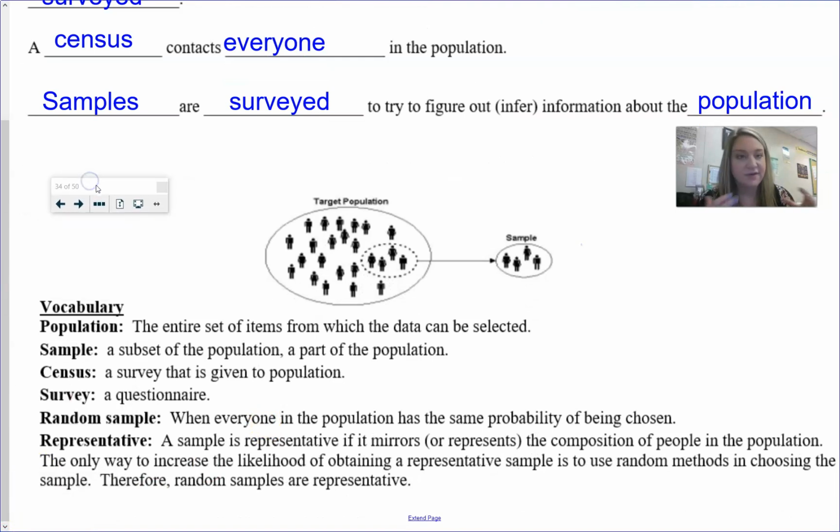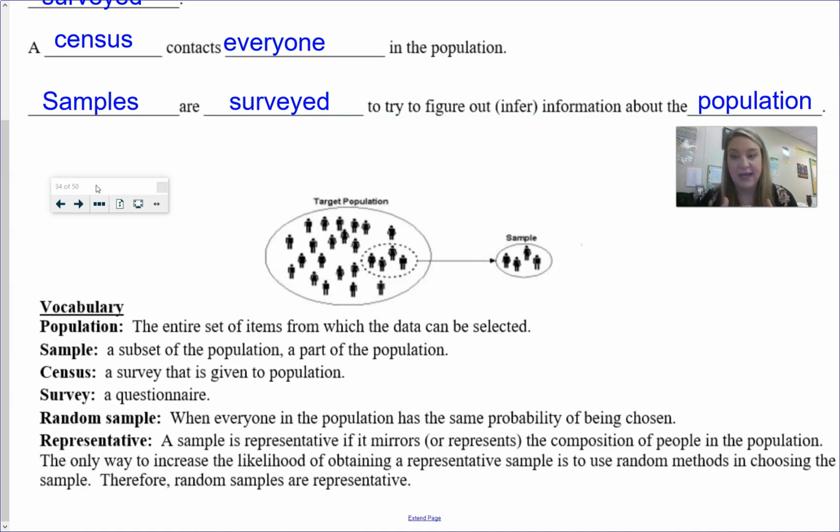All right, so some first little vocab chunk for you. Population is everything. Sample is a subset of the population, so it's part of it. It's not just some random group of people. It's part of the population you're trying to get information for. Census is given to everybody in the population. A survey is more of a questionnaire to that sample size.